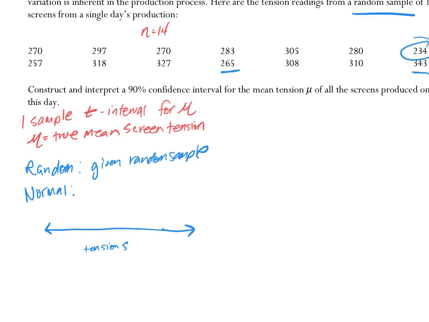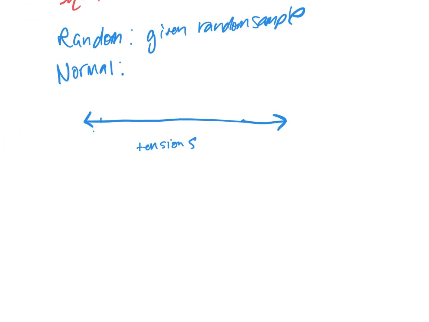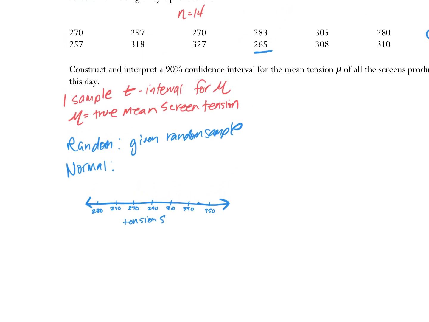Okay, so I'm going to count by 20s. And for small samples, the dot plot, to me, makes the most sense. Everybody good?